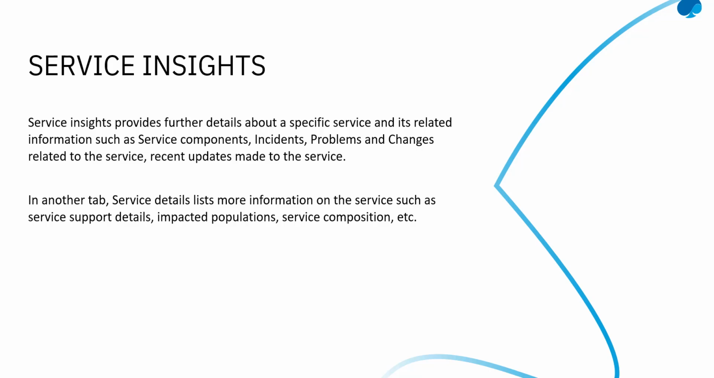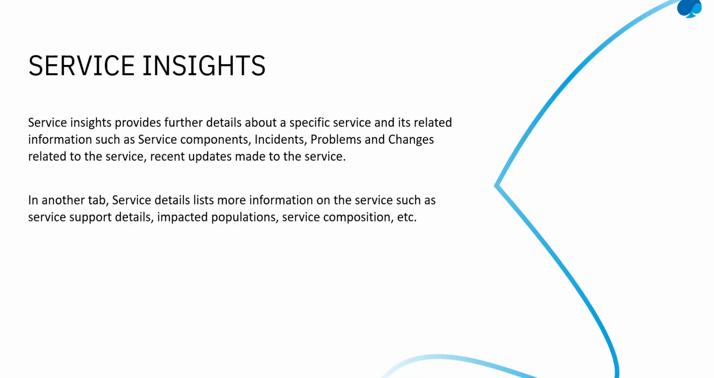And in another tab we also have this Service Details. It's just like Service Insights, but it provides a kind of list that shows us these details like service support details, impacted population, service composition. All these things are entered while creating a new service. So we already enter all this data when we are creating a new service, and the service details page is like a complete list of everything. You see everything on one page. Okay. So this was a brief overview, and now let's see things in action.